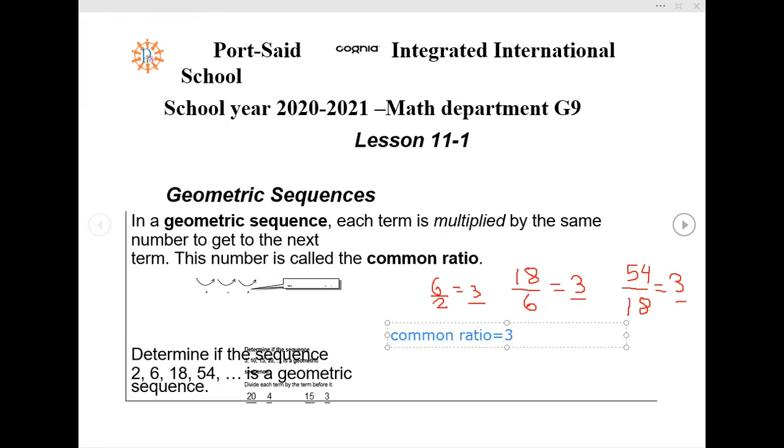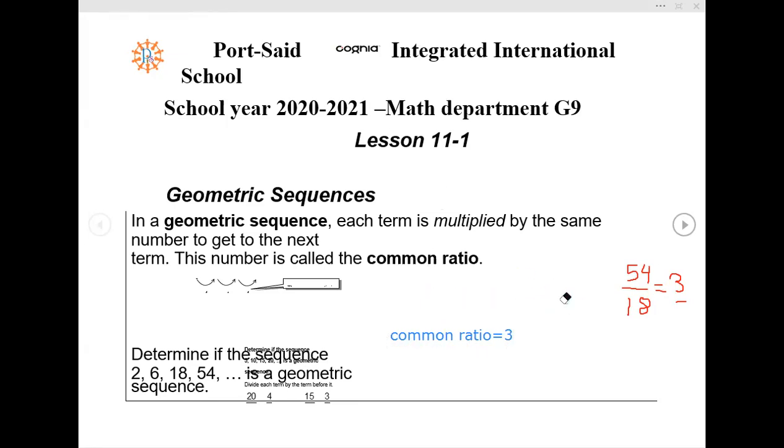Then to decide whether the sequence is a geometric sequence or not, we check by dividing the second term by the first term, then the third by the second, and then the fourth by the third, and so on. Once we find that we have the same ratio, the common ratio is the same, so we will say that this sequence is a geometric sequence.